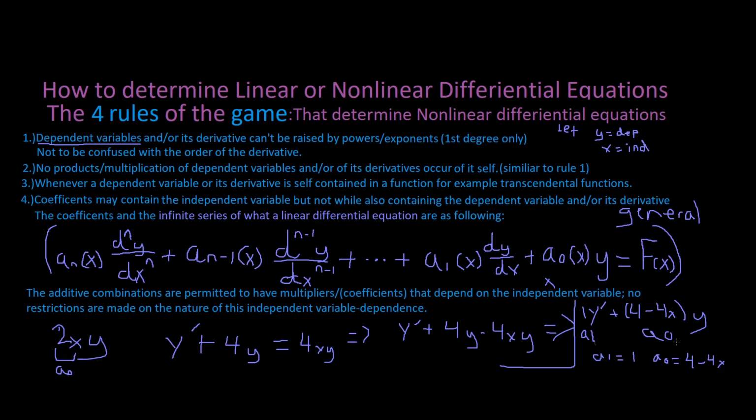So this is not to get confused with rule number 2 or 1, right? Because we can multiply the independent variable by the dependent variable. So we could have x times y. But y can't be a power, right? It can't be squared, because then that goes against rule number 1. Y prime can't be a power, because then that will go against rule number 1 again. Y prime times y will go against rule number 2. Y prime times y prime, that goes against rule number 2.